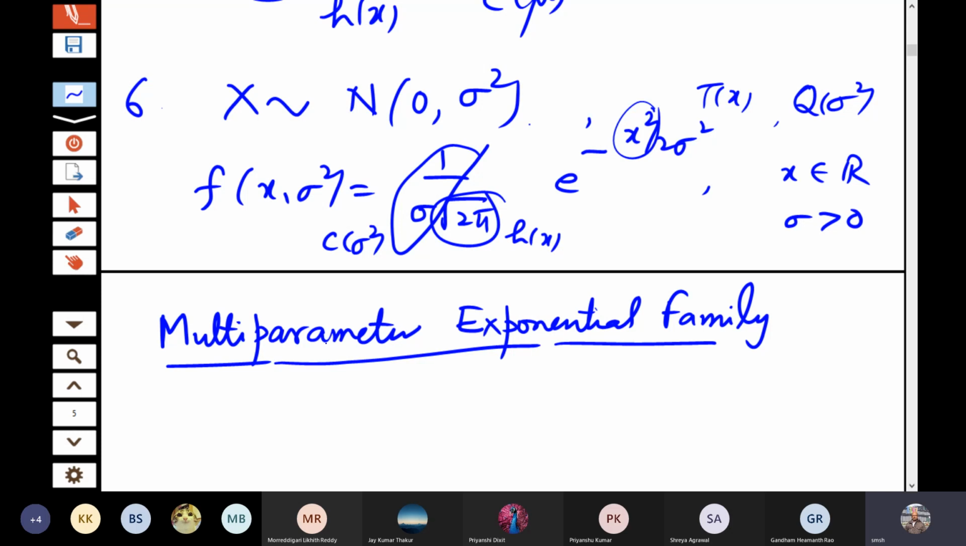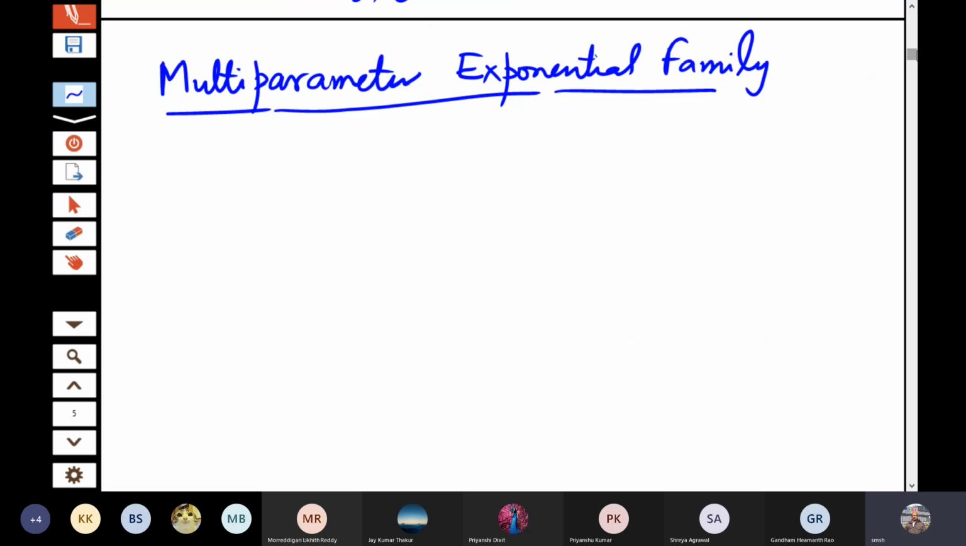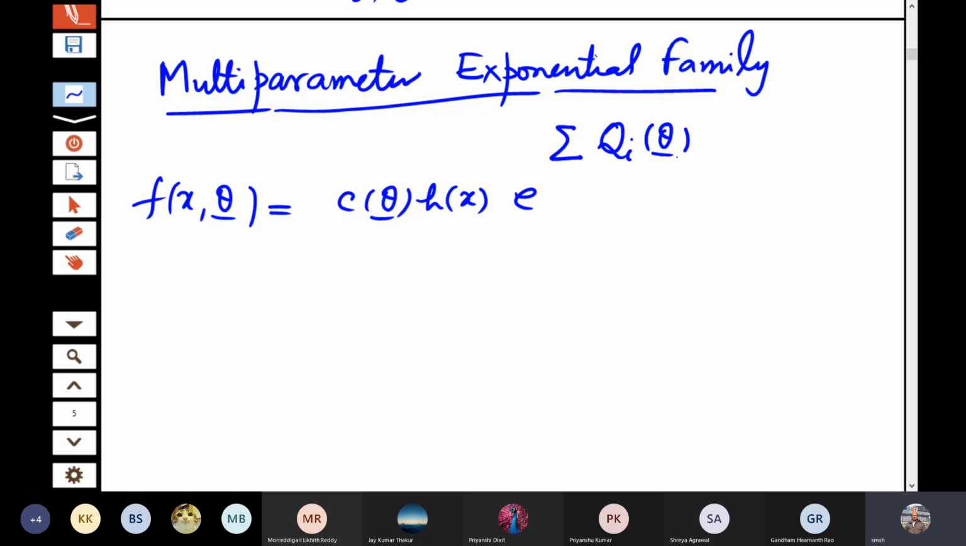So we will say that the distribution is k-parameter exponential family if it is of the form f(x; theta) is equal to, okay, so I'll write two equivalent forms, h(x) e to the power sigma q_i(theta) t_i(x), i equal to 1 to k. So in place of one term here, now I have q1 t1 plus q2 t2 plus qk tk.